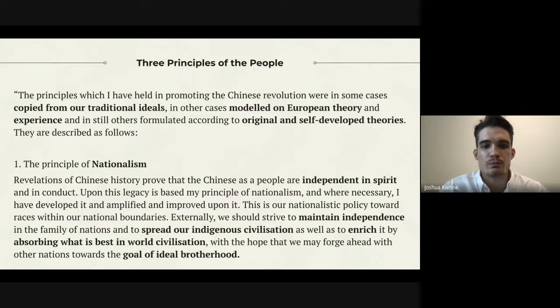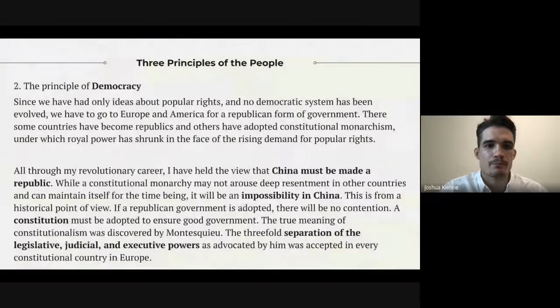It also called for a spread of our indigenous civilization as a way to enrich it and absorb what's the best in the world as well. So looking at how we can keep true to our traditions of what makes us Chinese, whilst also absorbing these modern ideas that are circulating throughout the world during the early 20th century. And the idea is this goal of brotherhood, of forming diplomatic relations with other democracies to try to build a modern state.